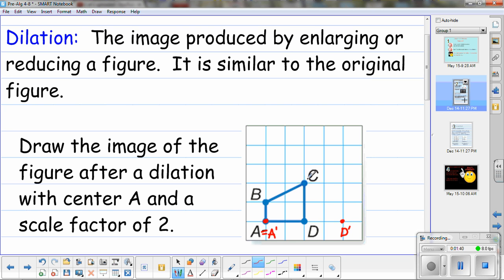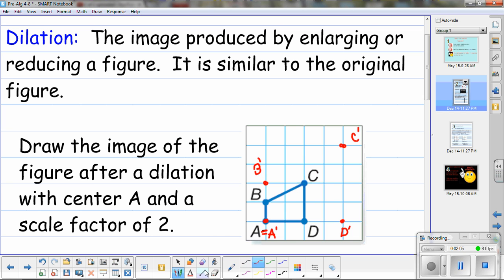Now C used to be 2 units above D. Now it's going to be twice that far away, so it's going to be 4 units from D. And then B, instead of being 1 unit above A, it's going to be 2 units above A, because it's going to be twice as long. So that's going to be B prime.